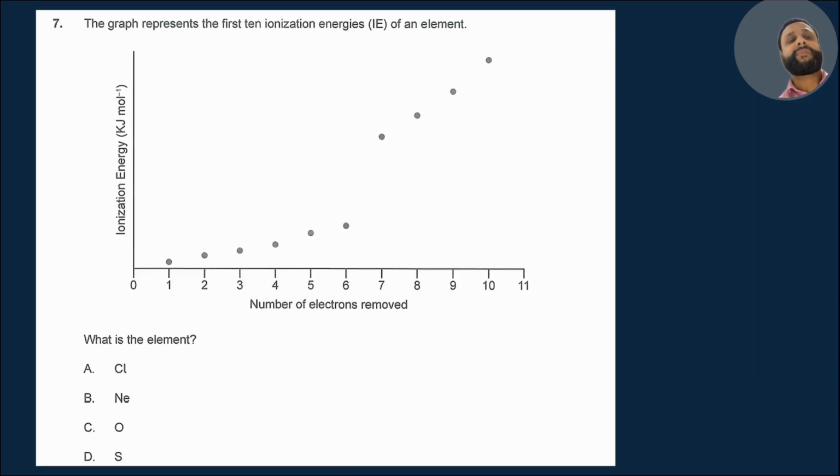Question 7. The graph represents the first 10 ionization energies of an element. What is the element? If we look at the graph, 1, 2, 3, 4, 5, 6 electrons are removed, and then there's a jump. So that means our element is in group 16. It has 6 electrons in the outer shell. So group 16.